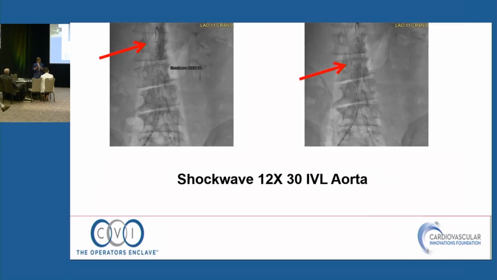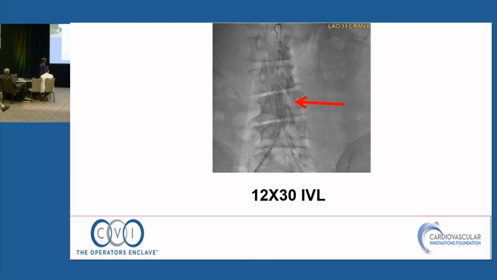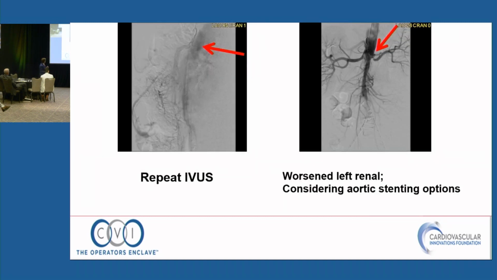Again, eyes wide open. I promise there was a lot of discussion, a lot of ink on the chart, a lot of discussions amongst colleagues. So here, now we have the 12 by 30 IVL, which is beautiful if it's a bigger aorta, okay? And so you can see this. Notice that we're getting a bigger luminal gain up top. Same 12 by 30 in the distal aorta. Notice that the renal artery is getting worse on the left, okay?